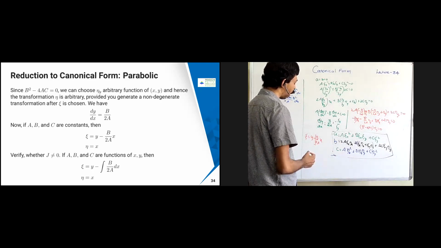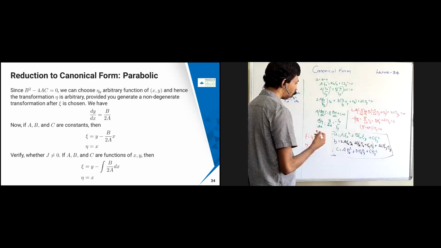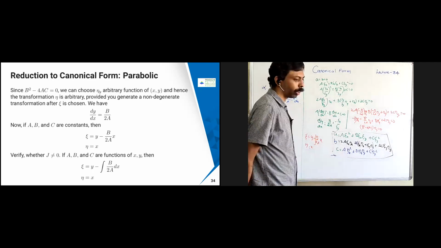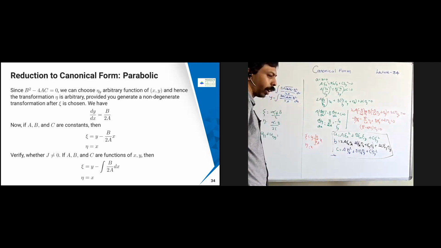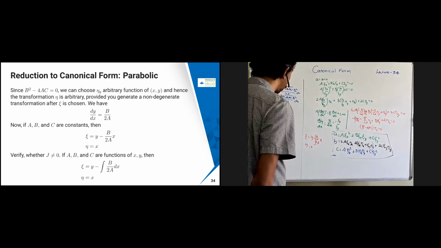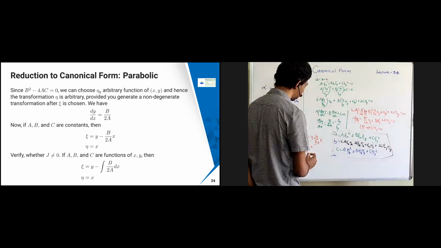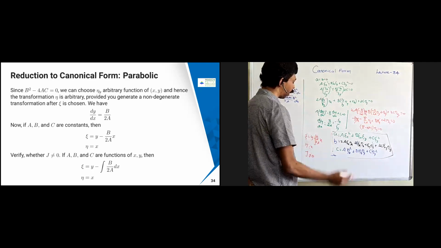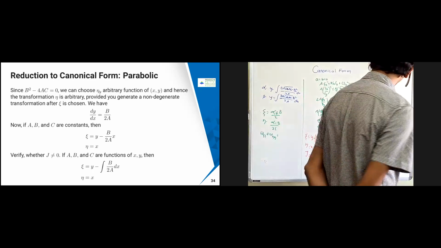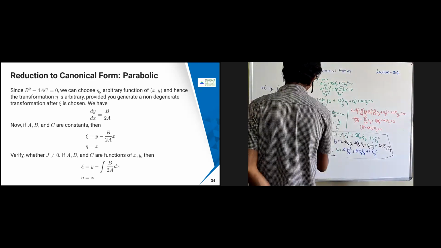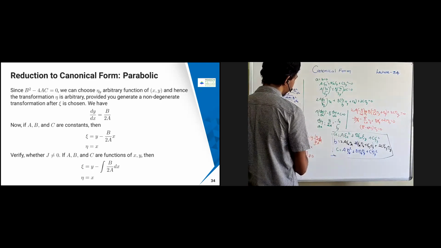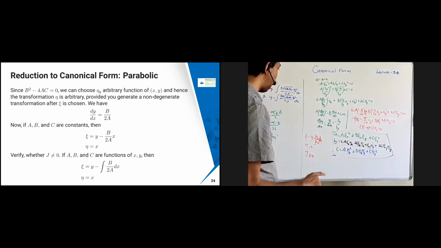Now eta I can choose arbitrarily. Very simple one is I will just choose x. If I choose x, that is going to give me a non-degenerate transformation. You can verify that your Jacobian is not equal to 0 here. Same way, y minus b by 2a into x. So this is going to be your chi and eta for your parabolic form.